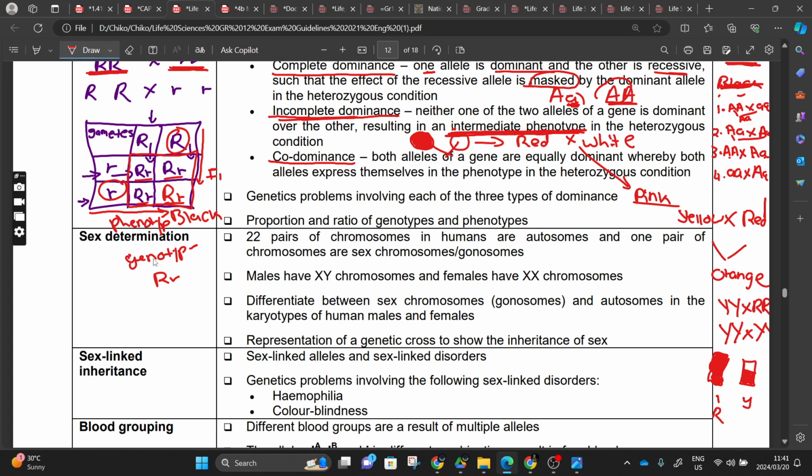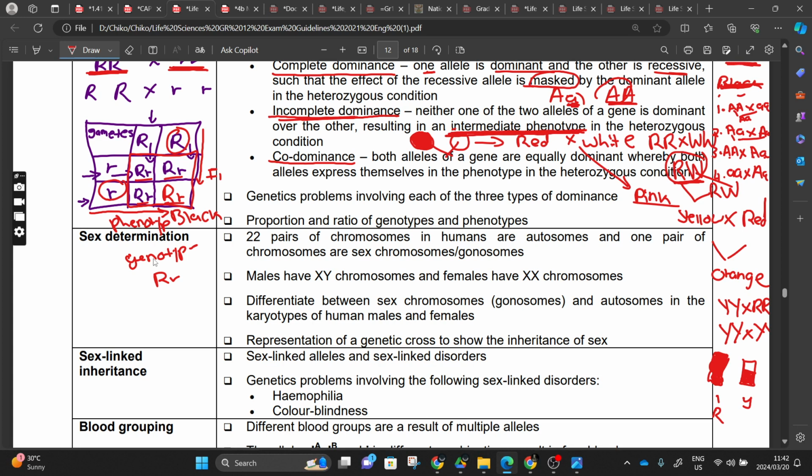Intermediate means middle, center. We are cutting it in half. So when we cross this, say for pink, we have RR multiplied by WW, and then RW is an intermediate color, which is pink. And then if I cross this pink with another pink, we can have red and we can have white. Now we understand the joining and the interjoining.